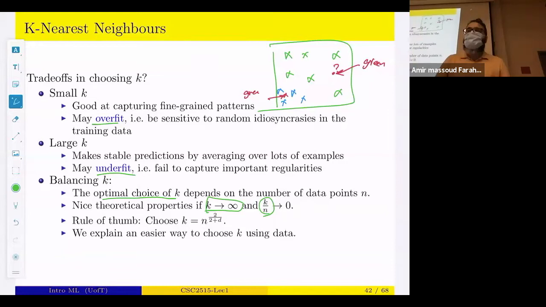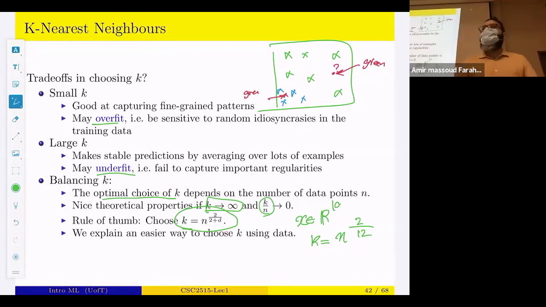So what does it mean? For example, one good rule of thumb is to choose k equal to n to the power of 2 divided by 2 plus d. Do you remember what was d? So the answer was the number of dimensions, and that's right, yes. If the data is from, say, R^10, so x belongs to this, this rule of thumb says to choose n to the power of 2 over 12. This is one way, theoretically motivated, but there are better or easier ways that we can find a good k.